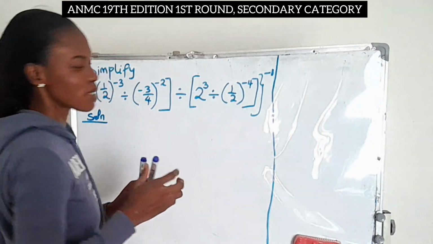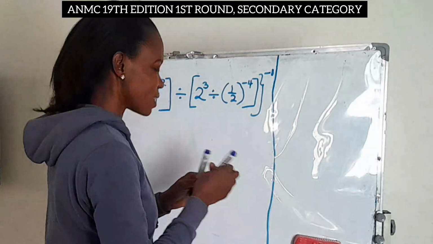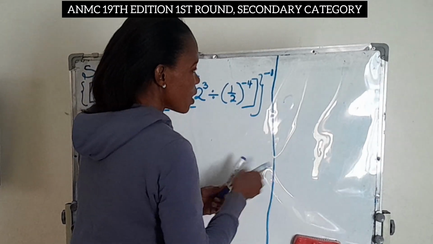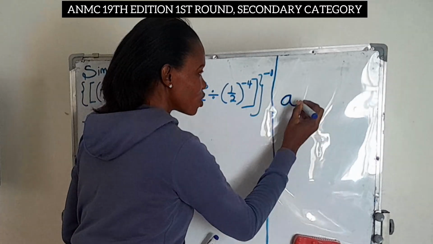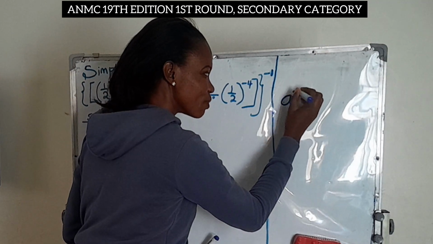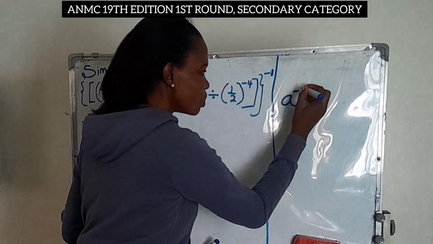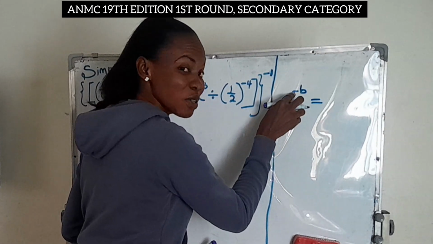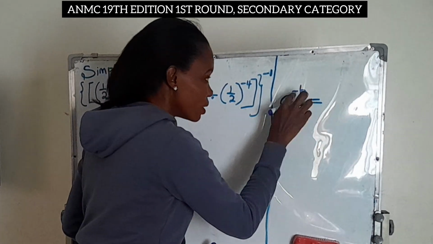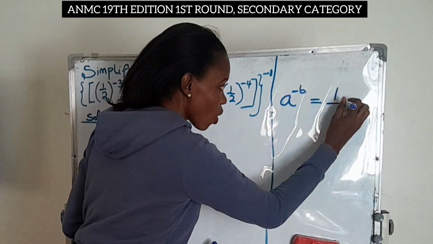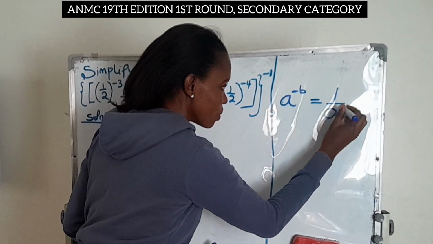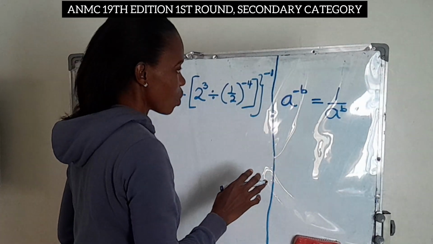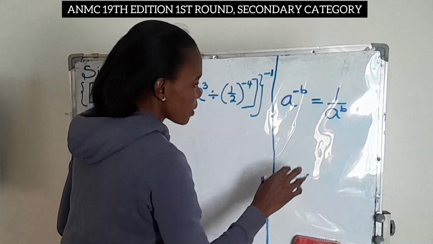Okay? Now, there's one of the laws of indices that says when a number or a term is raised to the power of a negative number, a negative anything, let me use negative b, this thing is equal to, because of the negative power, 1 all over a raised to power of b. That is a law of indices. Okay? Right, and then there's another thing.